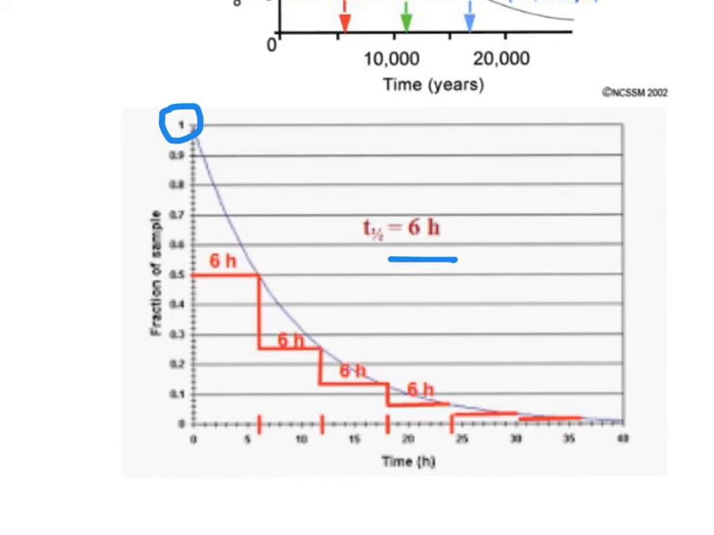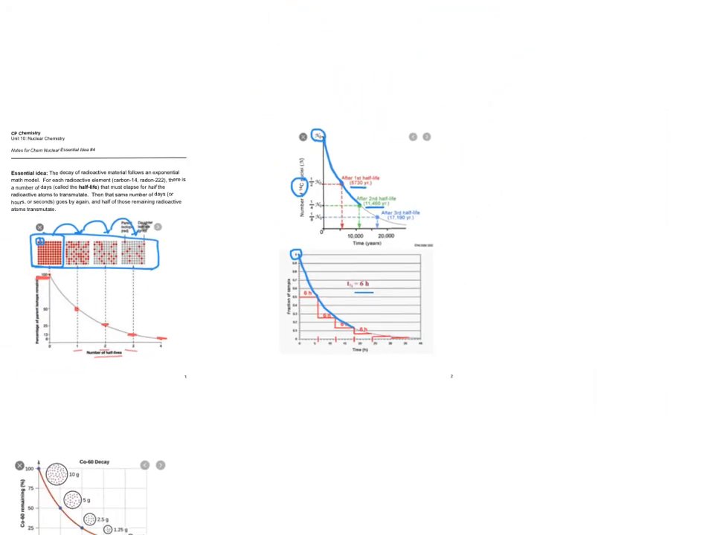But instead of having to wait 5,730 years for half of it to decay, you only have to wait 6 hours. So after 6 hours, half of your original sample is left and the other half is transmutated. And now you're down to half your sample. In the second time, half of the half has transmutated, and then half of the half of the half. That's why its slope keeps decreasing, but that's the classic shape of the exponential decay graph for radioactive substances.